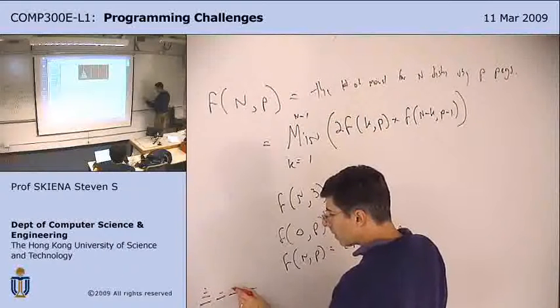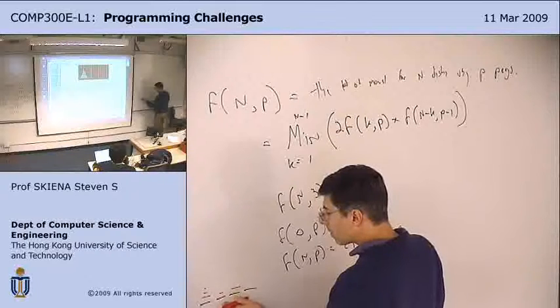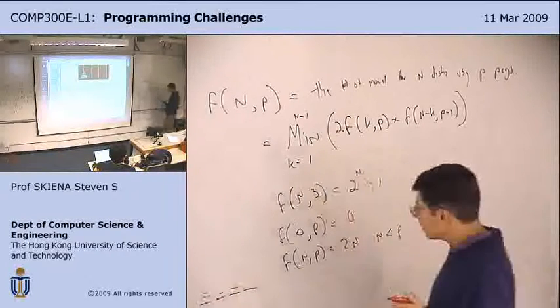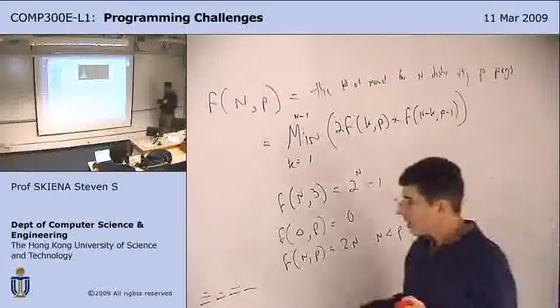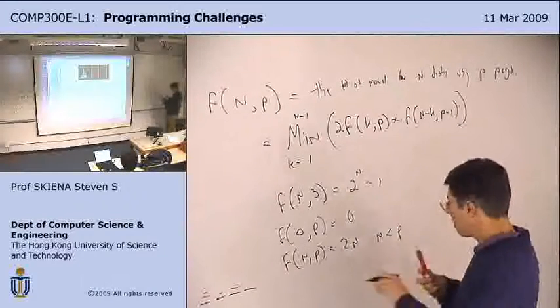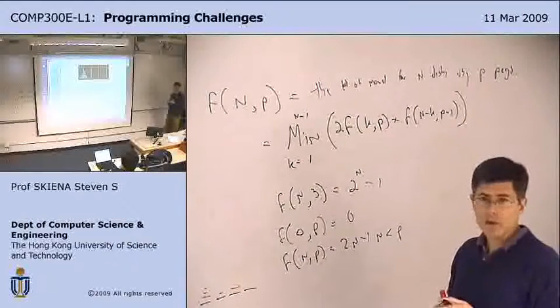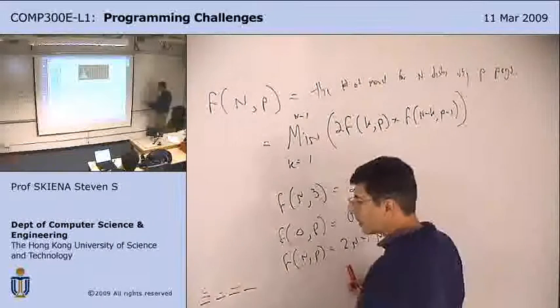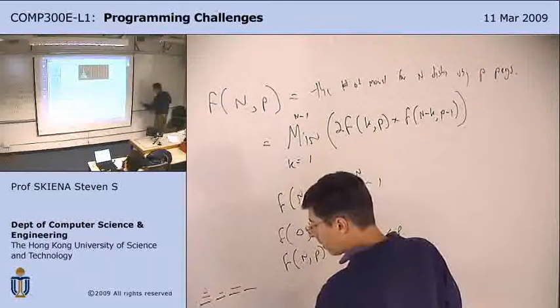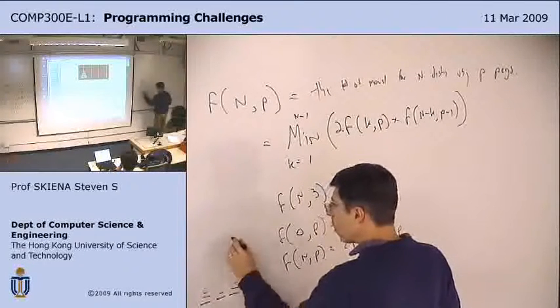1, 2, actually, I think it's 2. This isn't quite the right one. It would be 2n minus 1, I think. Let's get this right, okay? How do I do it? I start out with the case of n equals 1. For n equals 1, it's going to be 1.